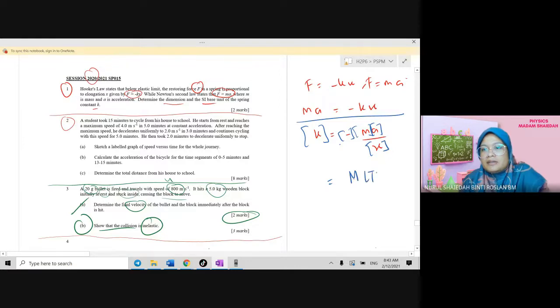Ini akan jadi LT negatif 2. Yang ini akan jadi L lah. So dapatlah ML negatif. Tak ada lah kan. Cancel kan. T negatif 2. Lepas tu dia minta apa? SI unit pula. Okay, SI unit.